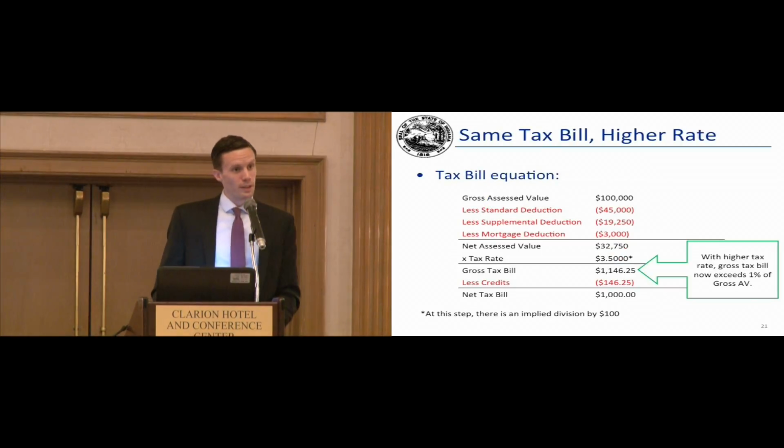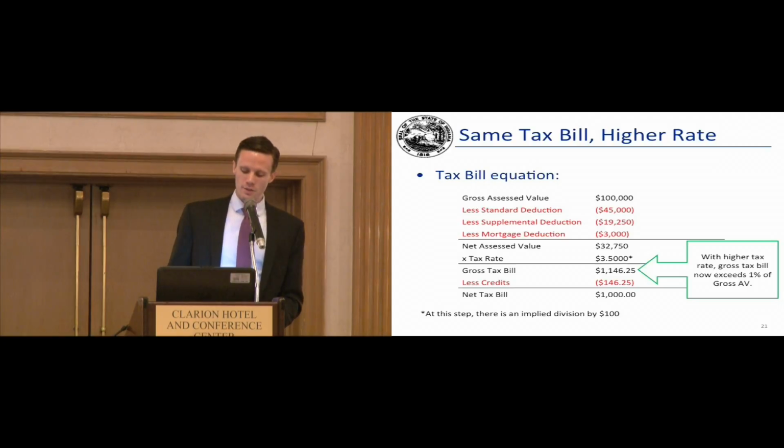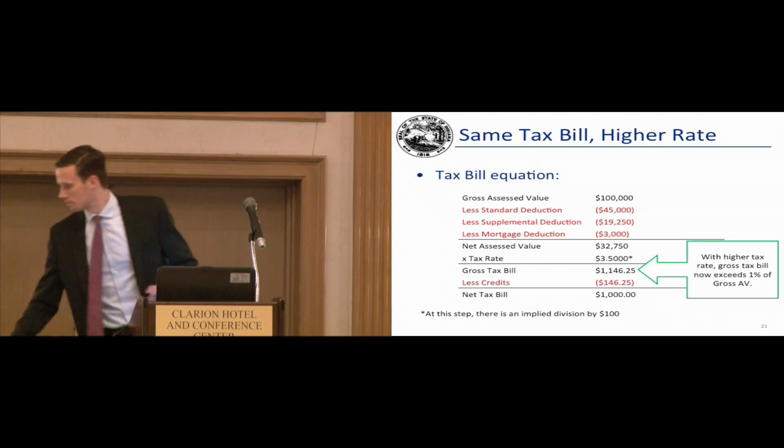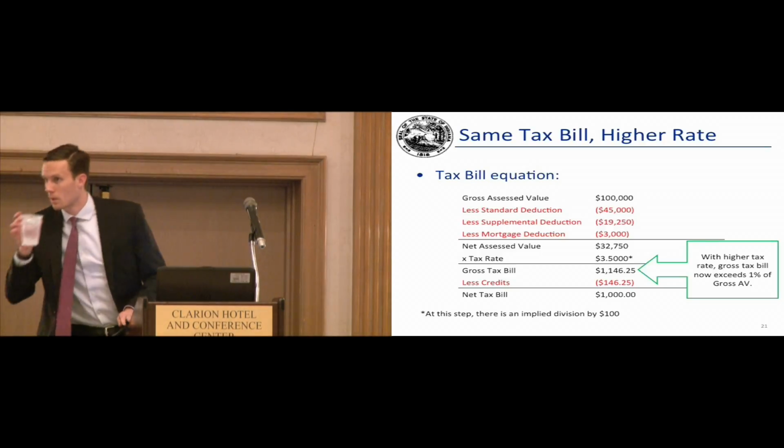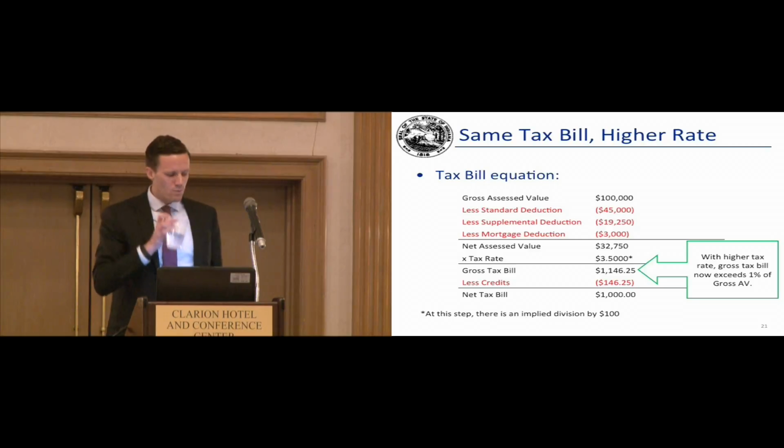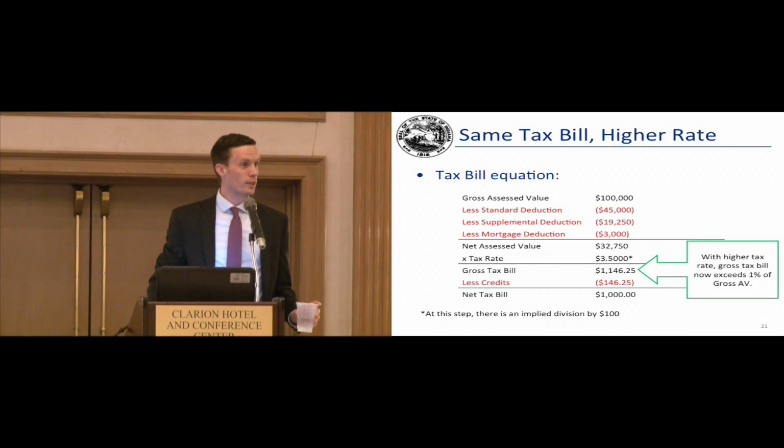So again, this is pulling up the Smith family tax bill, and we're again showing that $3.50 tax rate. So now we've applied the circuit breaker credit of $146.25 and gotten down to the actual amount they're going to pay, which is $1,000. Does anybody have questions so far?